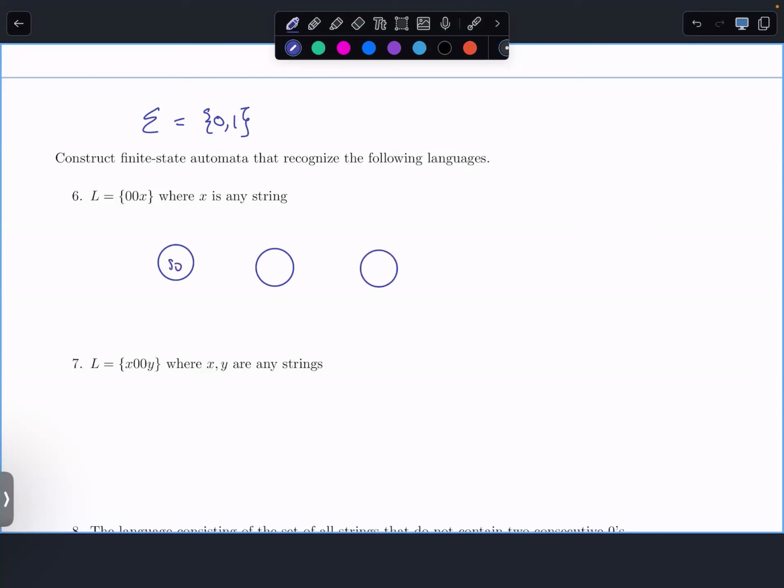So you start at S0, you go to S1, you go to S2, you have 0, 0, and then X is any string, so it could be the empty string. So we can make this a final state. And then we can stay in here with zeros or ones. Now, the problem is that I don't have the outputs of one coming out of S0 or S1. So I'm going to make a trash place and make that S3.